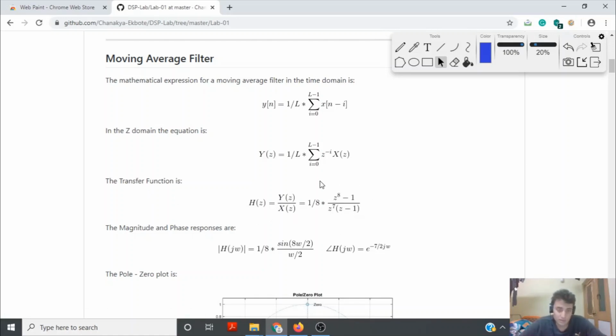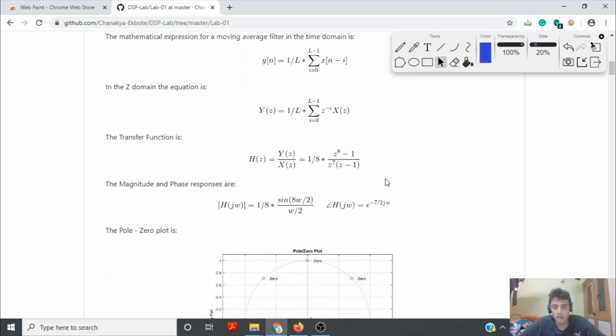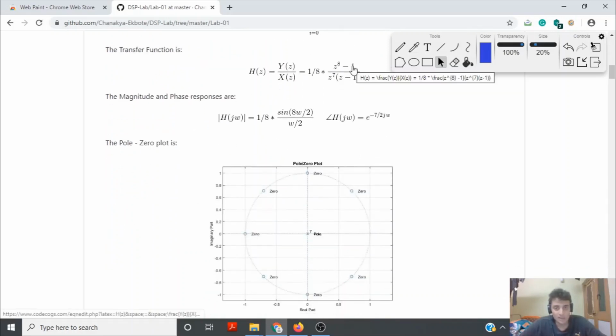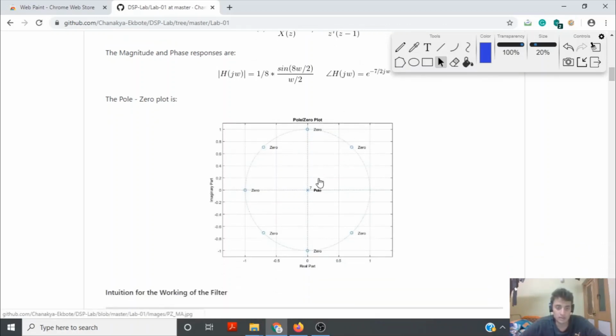Now from this particular expression, you can observe that there should be 8 zeros and 8 poles. However, since one pole and one zero get cancelled out, there remain 7 poles and 7 zeros. The 7 poles all lie at the 0 point, whereas the 7 zeros lie on a unit circle.